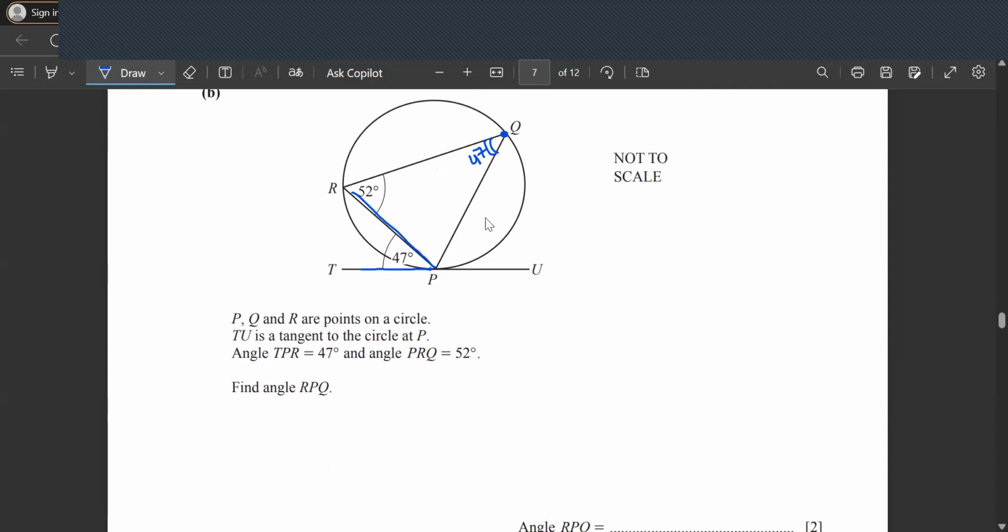Let's read the question. Find angle RPQ. This angle. You see how easy it is? 180 minus the sum of them. You got it? Yes, 81. Easy. So please, the questions should be 95% familiar for you.